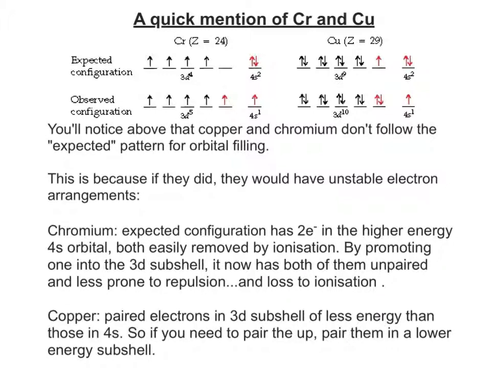What happens in chromium is one of the 4s electrons moves into an empty orbital in the 3d subshell, and what you get is a whole bunch of electrons that are now unpaired, and therefore less prone to repelling each other and less prone for the atom to be ionized. With copper, one of the 4s electrons goes in to join another electron in a 3d orbital, in a 3d subshell, and that gives a more stable configuration, because the paired electron is now in a lower energy subshell than it was before, so it's less likely to be lost to ionization.